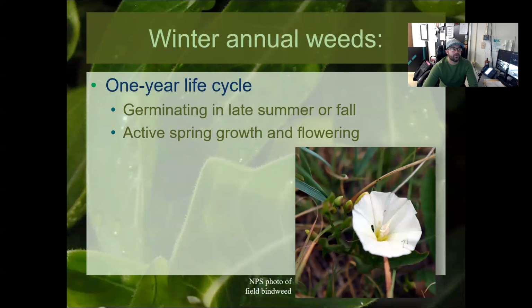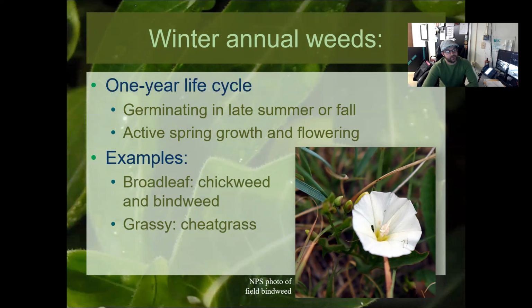So, winter annual weeds have a 1 year life cycle, germinating in late summer or fall, with active spring growth and flowering. Some examples would be broadleaves like chickweed and bindweed, or grassy ones like cheatgrass. If you take a look at the picture at the bottom right, you have a picture of some field bindweed, and you'll notice the flower coming off that is white.